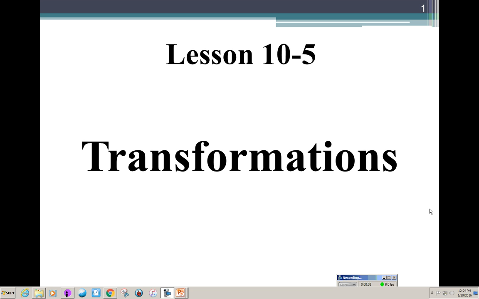This lesson is Transformations. It ties in with SOLG 3, C, and D, investigating symmetry and determining whether a figure is symmetric with respect to a line or a point, and determining whether a figure has been translated, reflected, rotated, or dilated using coordinate methods.